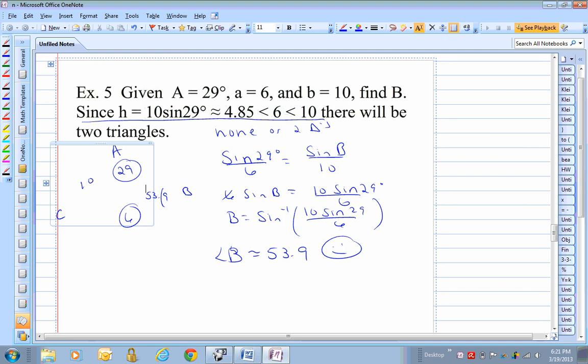Put my triangle back there. Oh, I'm messing that up. I need to go back. There we go. Put my triangle back in here. Sorry.